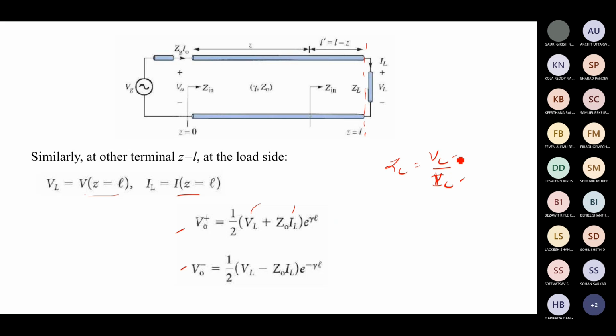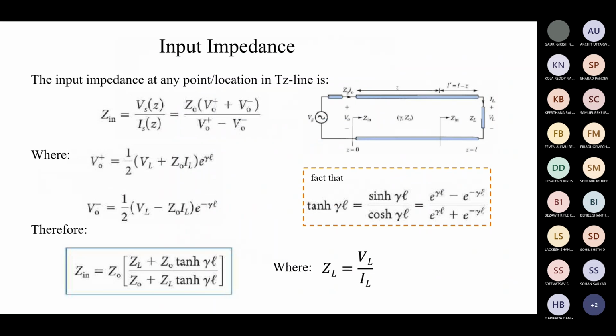Both are complex numbers. So there will be a real and imaginary part for both voltage and current. Now we can easily calculate the input impedance at any particular point, because we have described the voltage and current in terms of position, and both are complex numbers. So obviously you will get impedance only. So we can easily get it.